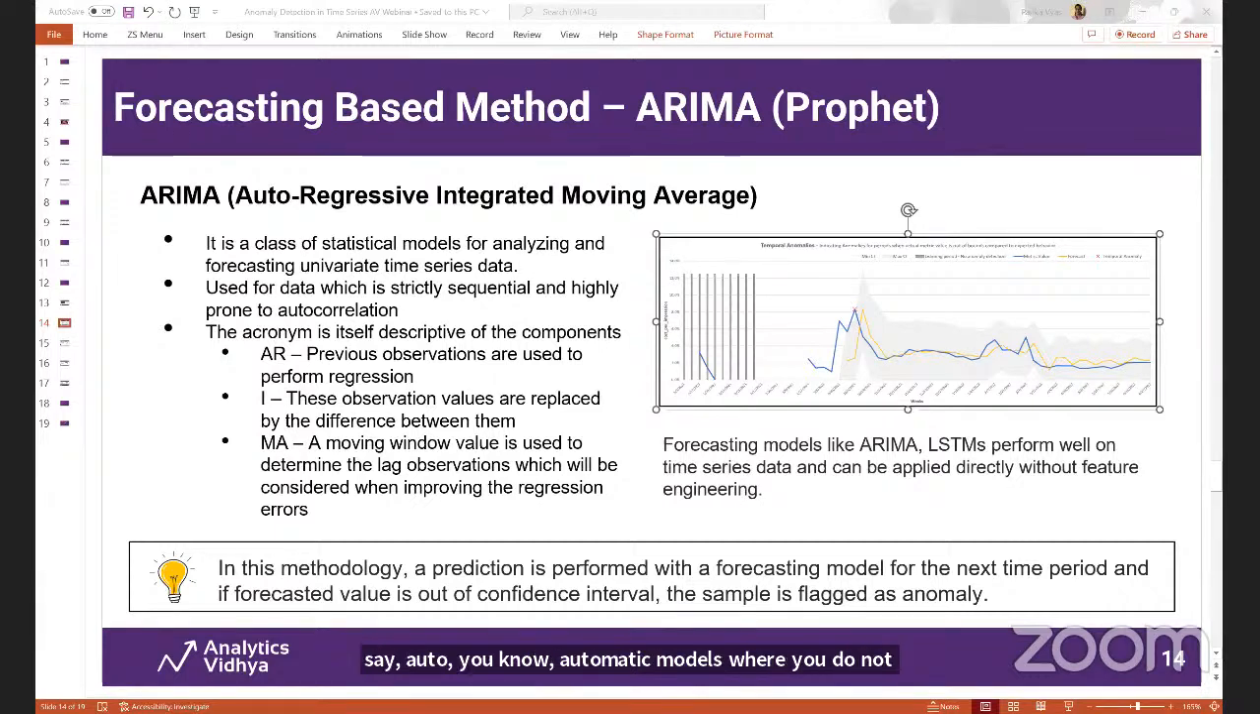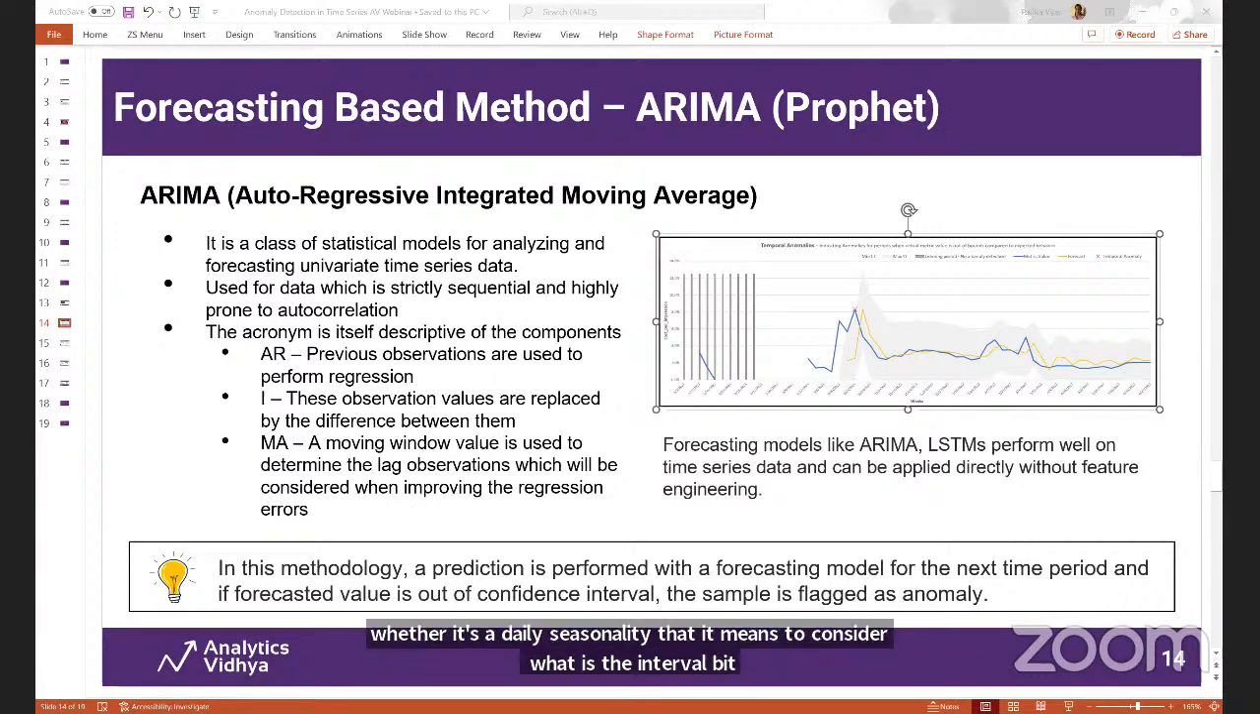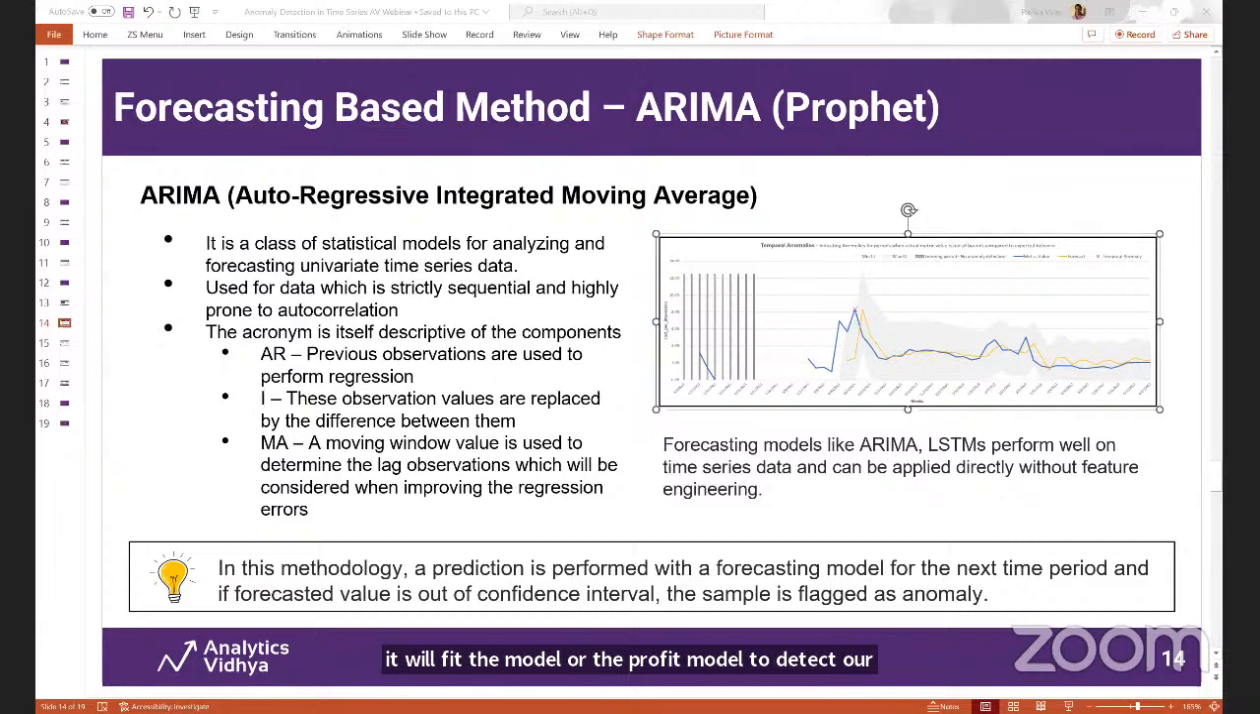Now, there are a lot of other techniques, or you could say automatic models, where you don't have to look at the time series every now and then and figure out what would be the optimal parameters for this ARIMA model. Instead of that, Facebook has come up with a package called Prophet, FB Prophet. FB Prophet is based on the ARIMA model, and it gives you an option to enter whether there's a yearly seasonality, whether there's a daily seasonality that it needs to consider, and what the interval width is. Then it will fit the model to first forecast how the sales is going to look in the future, and then we use this forecast and its confidence interval to detect the anomalies.